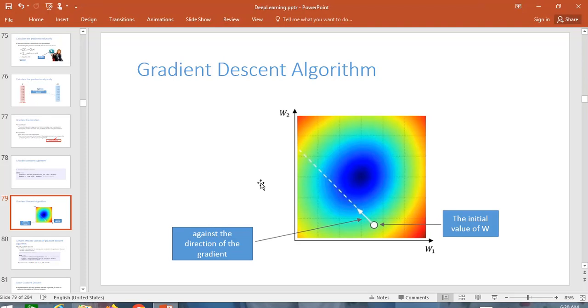In this contour figure, the blue points represent the small values of the loss function, and the red color represents the large values of the loss function. We calculate the gradient descent at each point and move one step in the opposite direction until we reach the local optimum point. If we are lucky, this local optimum is the right point.